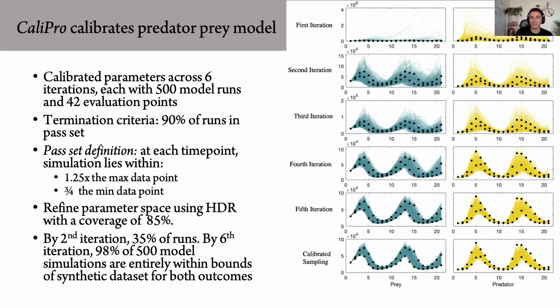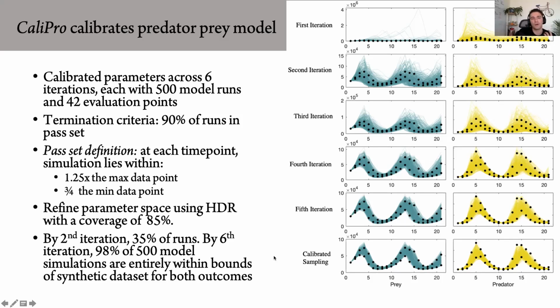We used HDR selection for this model with a coverage of 85%. So we were slowly moving in on our parameter space where 85% of the pass parameter data structure held its values from the initial parameter range.